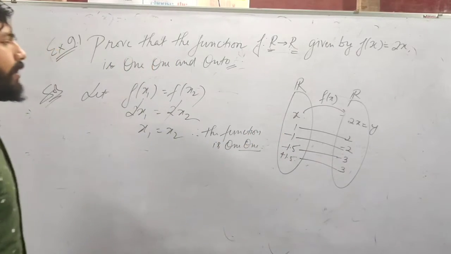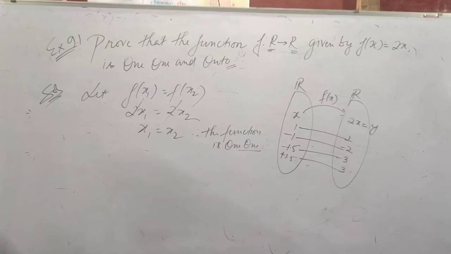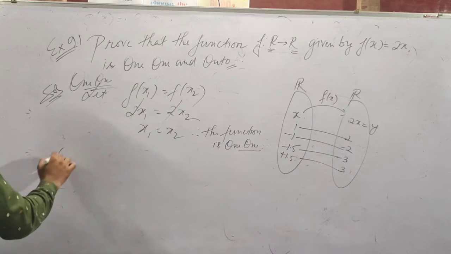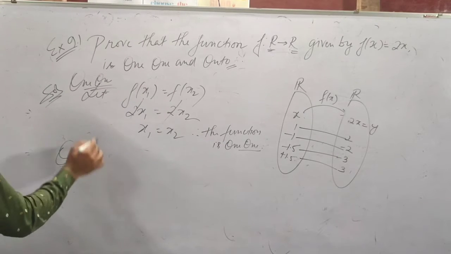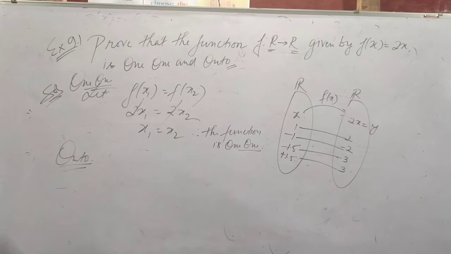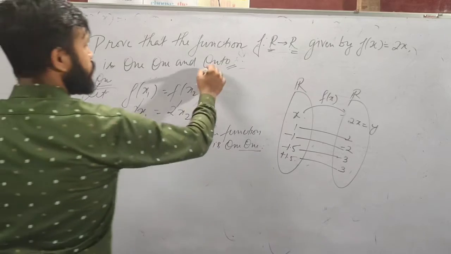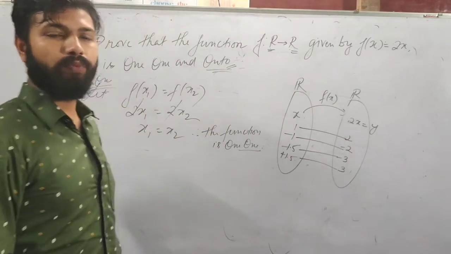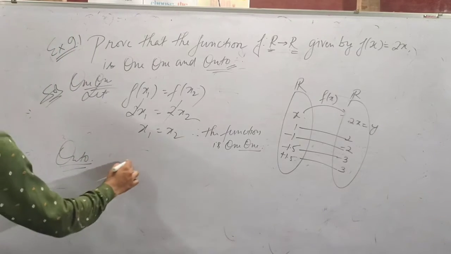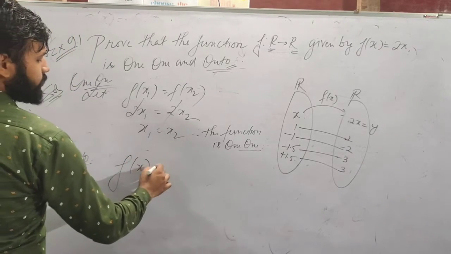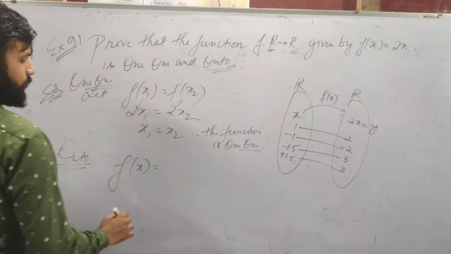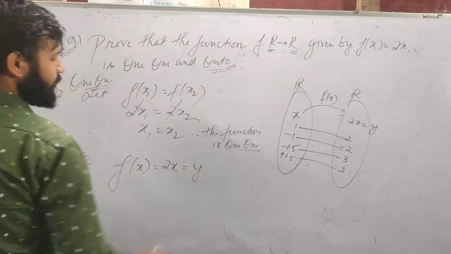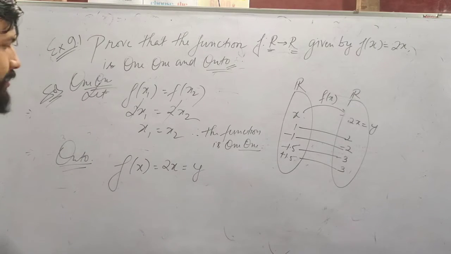Okay, we are clear. Now what about onto? Let us go on proving this. Write it, 1-1. What about onto? Let us prove it. Let us see how to do it. As we already know, f(x) is equal to what? f(x) is equal to twice x. And what does this twice x mean? Twice x means y.